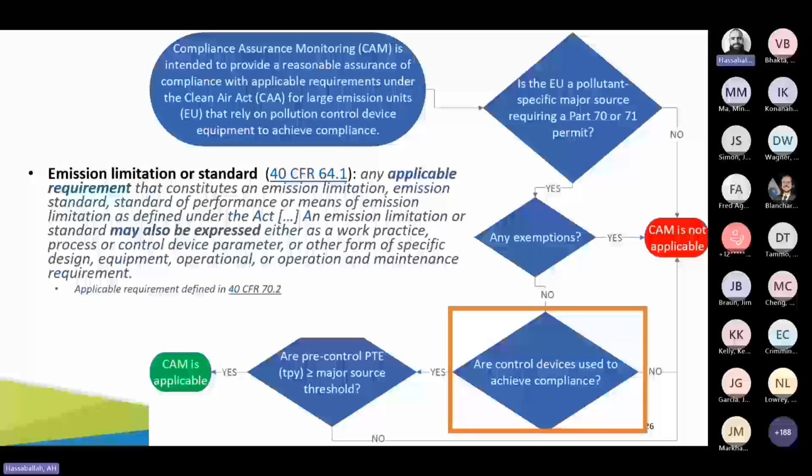And of course, there is an embedded daisy chain definition within that definition, but basically it is any applicable requirement, and that's defined in 70.2, but you can think of those as your terms and conditions in your construction permits, your standard requirements under the different sections or parts of the Act. So that is the definition you use to interpret an emission limit or standard in the context of applicable requirement.